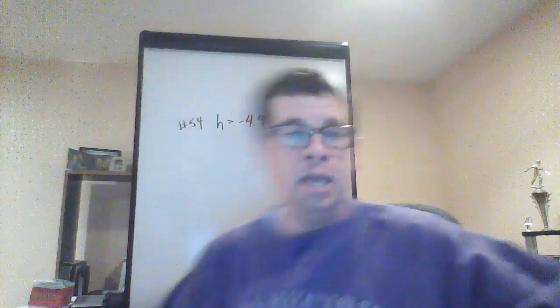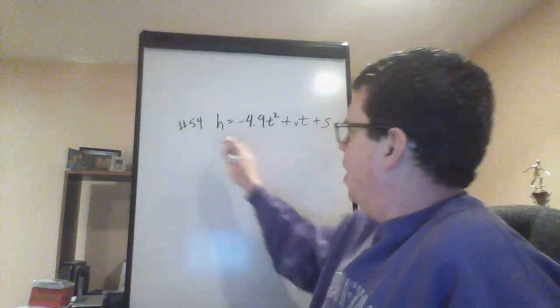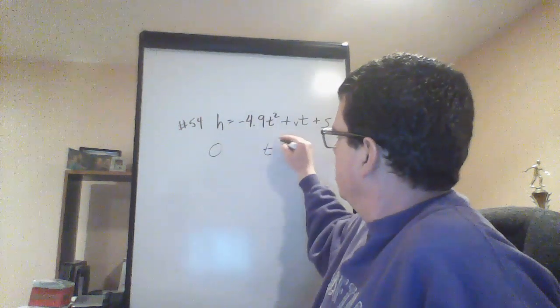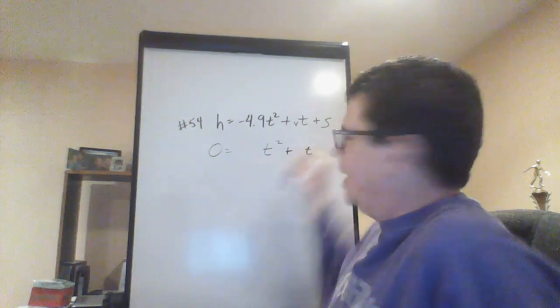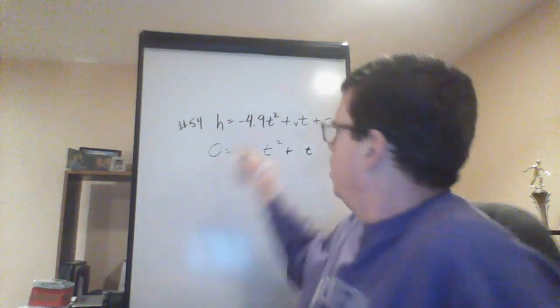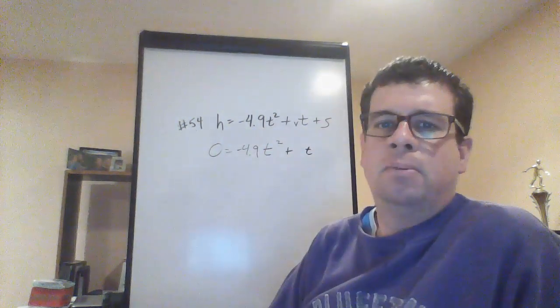All right. So again, I fill in what I know. I want to know when this thing is going to hit the ground. So that means height is 0. And the t's are my variables. I don't know what the time is. That's what I'm trying to figure out. This can still be negative 4.9.